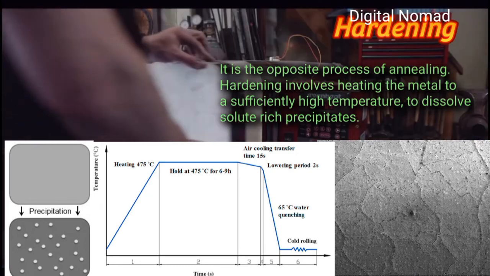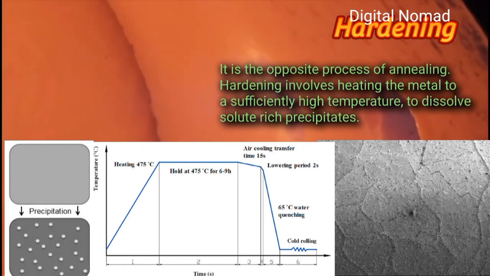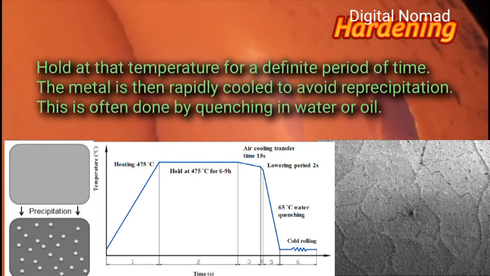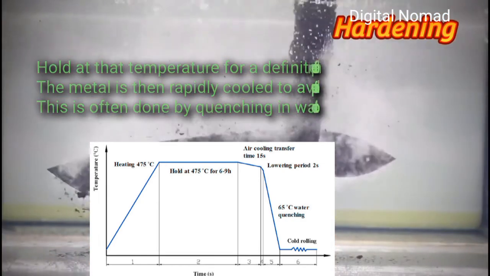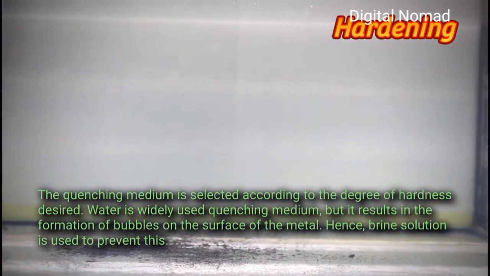Hardening involves heating the metal to a sufficiently high temperature to dissolve solute-rich precipitates. Hold at that temperature for a definite period of time. The metal is then rapidly cooled to avoid reprecipitation. This is often done by quenching in water or oil. The quenching medium is selected according to the degree of hardness desired.